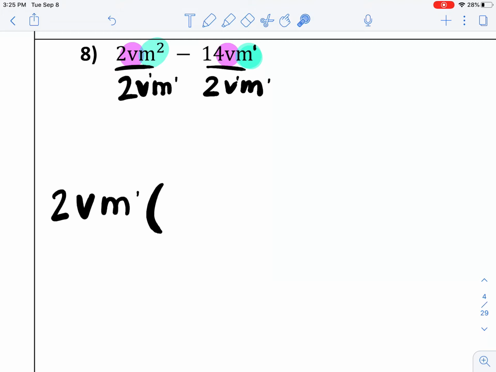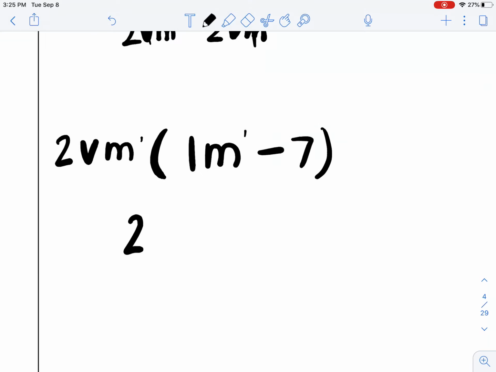So then I start dividing. 2 divided by 2 is 1. v divided by v is also 1, but we already have the 1 here, so we don't need it. We can just cross them out. m squared divided by m to the first, we subtract our exponents, so 2 minus 1 is 1. So that's m to the first, or again, just m if you would like. Minus 14 divided by 2 is 7. The v's match, so those cancel, and the m's match, so those also cancel, so it's just 1m minus 7. You could also write this as just 2vm times m minus 7.